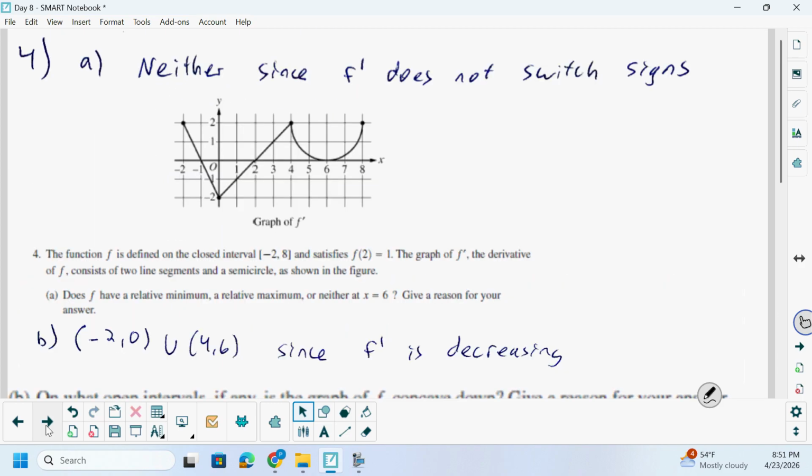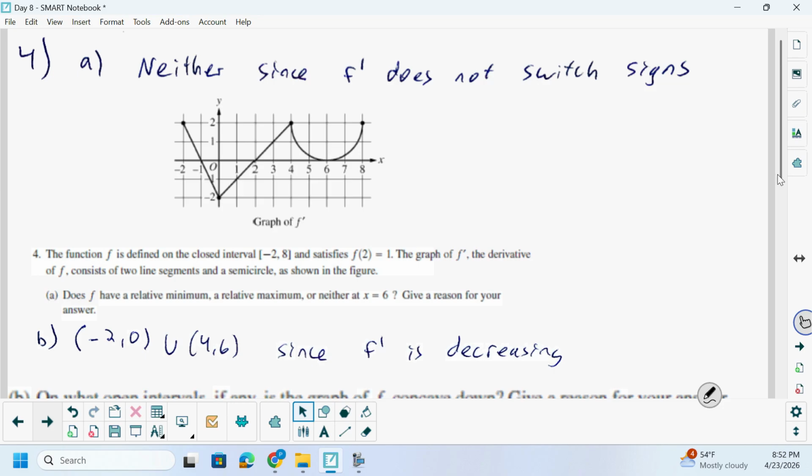And going to number 4, relative min, max, or neither at x equals 6. Well, it's the graph of f prime at 6. It is positive on the left, derivative positive on the right. There was no change in sign, so this is a neither. And just talk about how f prime didn't switch signs.